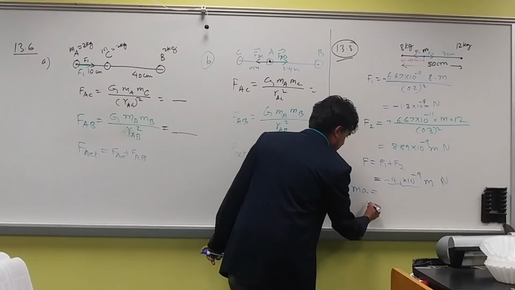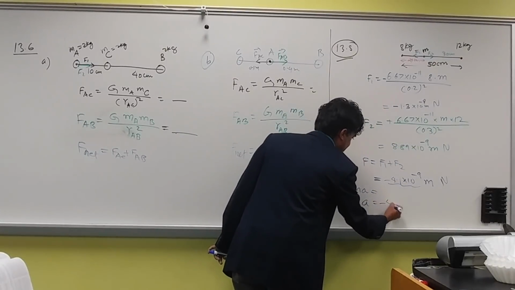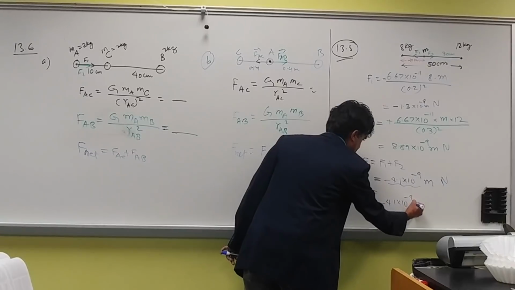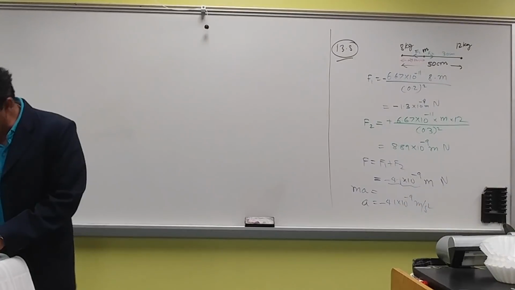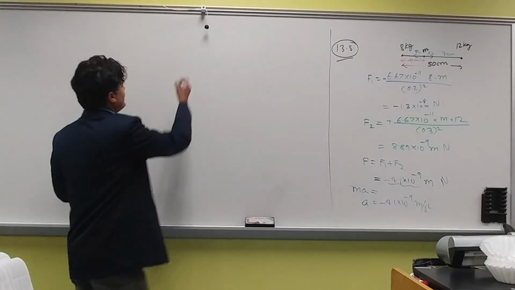So basically your acceleration is whatever it is, minus 4 point whatever meter per second squared. 13.9 is pretty much similar. I'll just give you a clue.